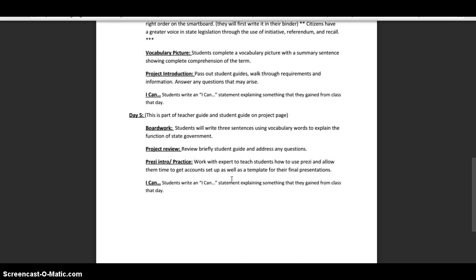The 5th day is going to be spent largely reviewing the project and introducing students to how to use Prezi. We will be in the computer lab this day, and they will all be on their own computer setting up their template for their presentation. There will be an expert in there as well to aid me in that.